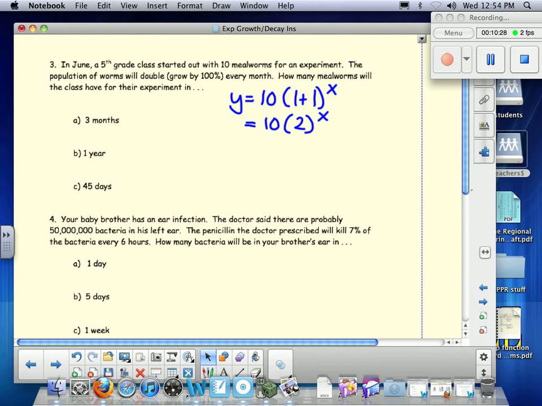Miss Inslee, for the 45 days one, what did you do? It's a month and a half. So there's 45 days and there's 30 days in the month of June, so it's 1.5 months for the exponent for 45 days.